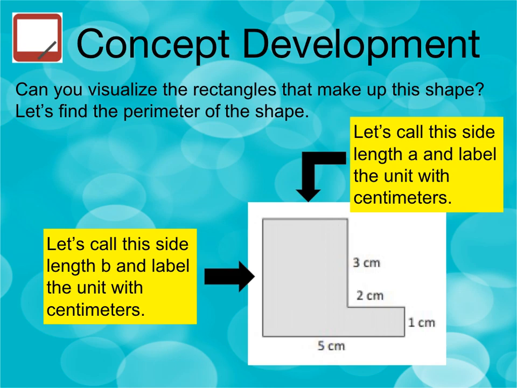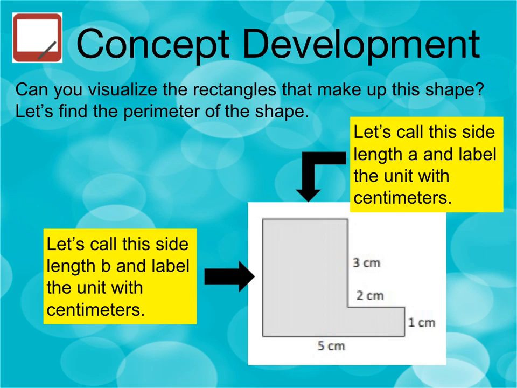Okay, boys and girls, so now we're going to get into our new concept for today. So here I have a polygon that doesn't really look like anything that we figured out for perimeter before, unless it was me walking around our churchyard. So can we visualize the rectangles that make up this shape? Let's find the perimeter of this shape.